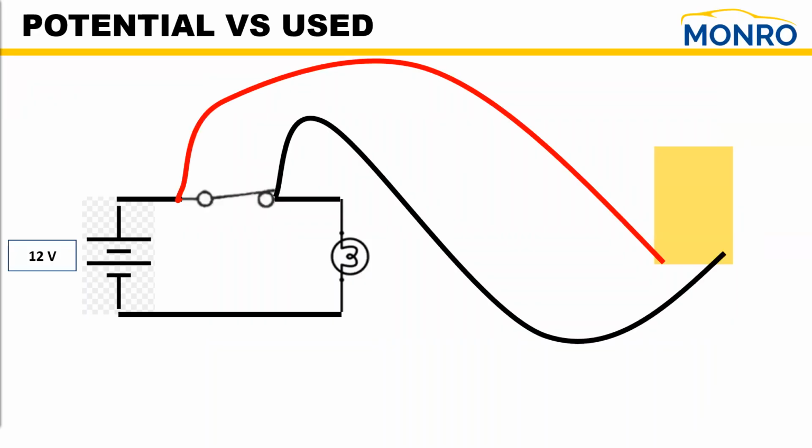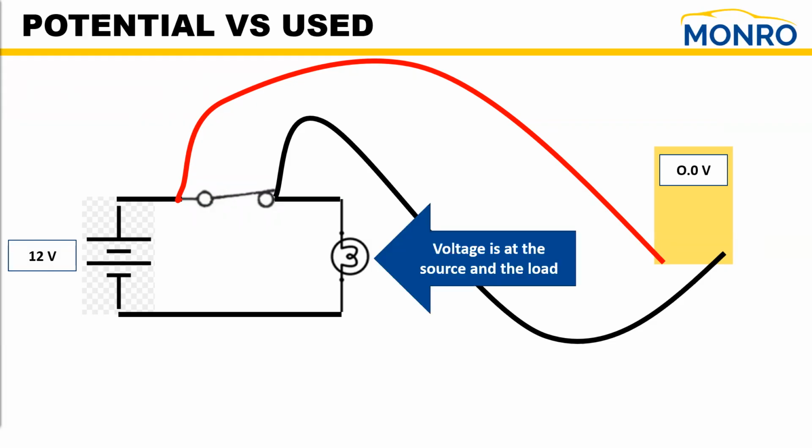And in the same way, when we actually made it down to the load, what would we expect? We would have expected 12 volts at the load, but with the switch closed, I'd have close to 0 volts. So remember, when the switch is closed, 0 volts. When the switch was open, I had potential voltage. And at the same point, where should the voltage be? The voltage should be at the source and the load.